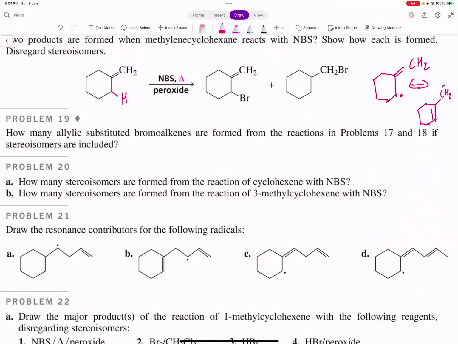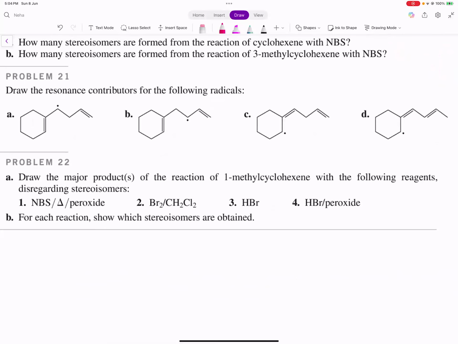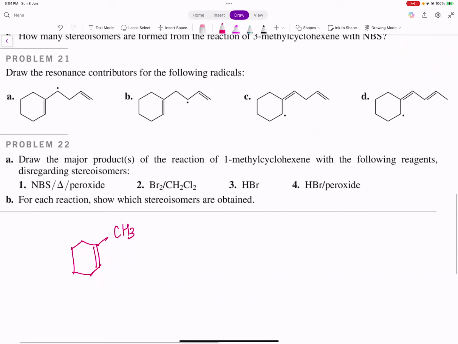And again, in problem 21, we are supposed to draw the resonance contributors for the following radicals. This you can draw. And in problem 22, draw the major products of the reaction of 1-methyl cyclohexene with the following reagents, disregarding stereoisomers. Okay, so 1-methyl cyclohexene, so this is what we have to draw. We have to treat it with NBS and peroxide.